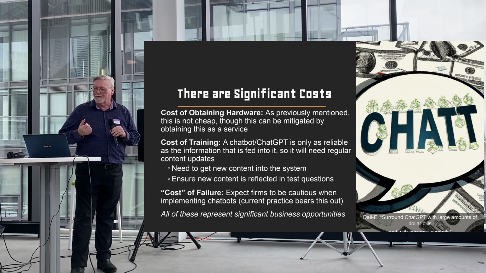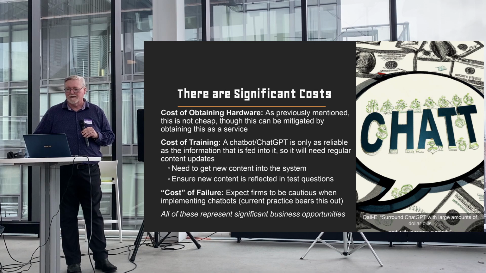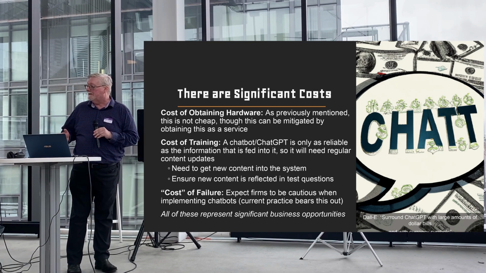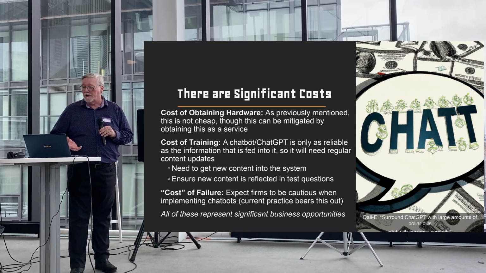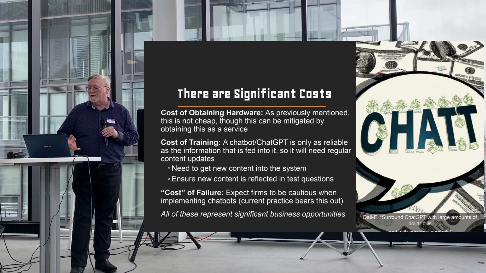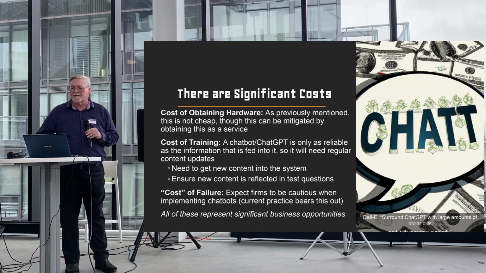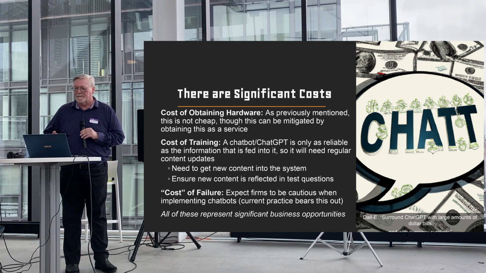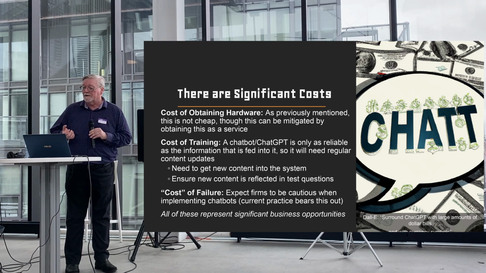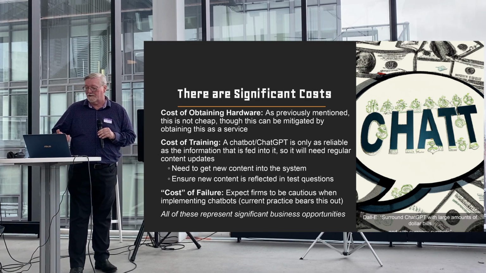It's also worthwhile pointing out that there are some significant costs. So there's the cost of obtaining the hardware. As I said just on the last slide, it's not cheap, though this could be mitigated by obtaining this as a service. There's also the additional cost of training. A chatbot or ChatGPT is only as reliable as the information that's fed into it, so it will need regular content updates. You need to find ways to get new content into the system and also ensure that new content is reflected in test questions.